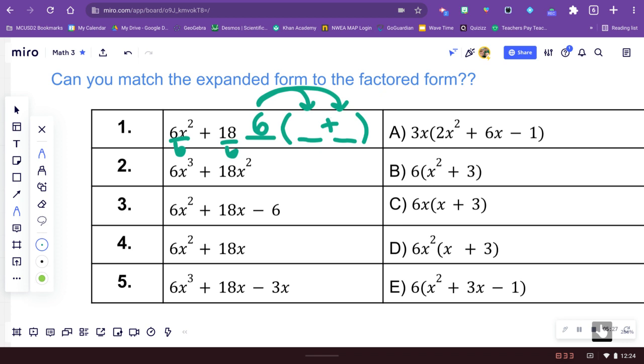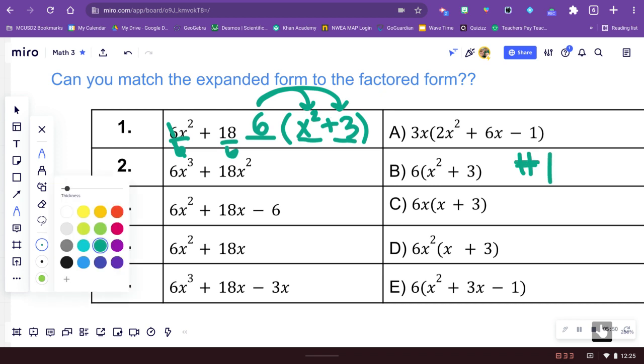So 6's are going to cancel. All I have left is x to the second. And then moving on to the second term, 18 divided by 6 is 3. So if I look at my answer choices, the A, B, C, D, or E, I just have a 6 out front and then an x squared plus 3 inside the parentheses. So that's going to be letter B.